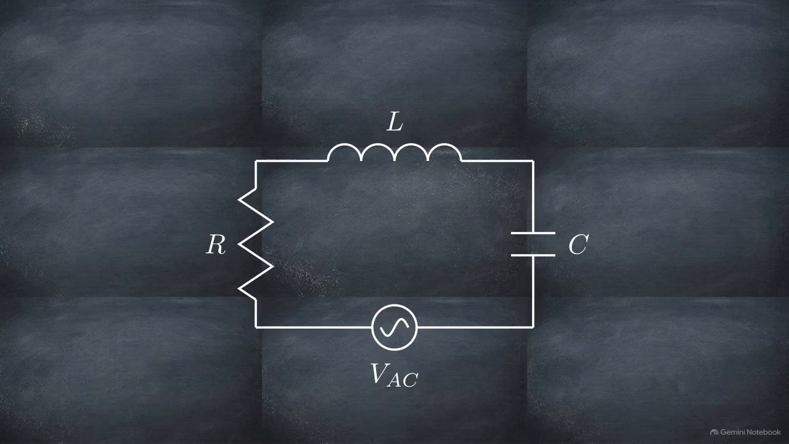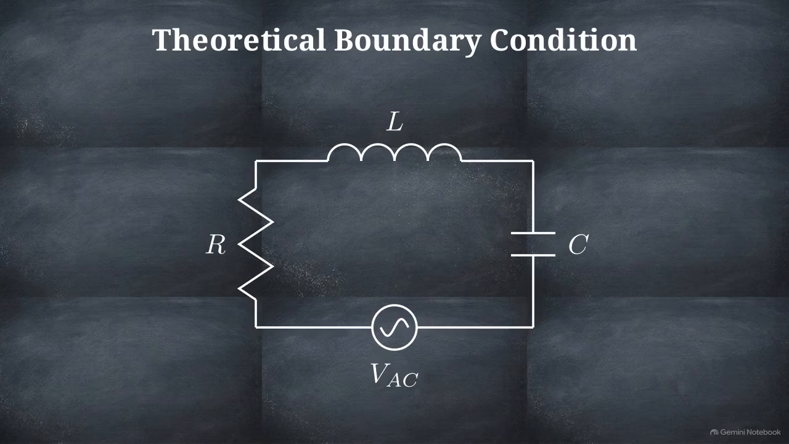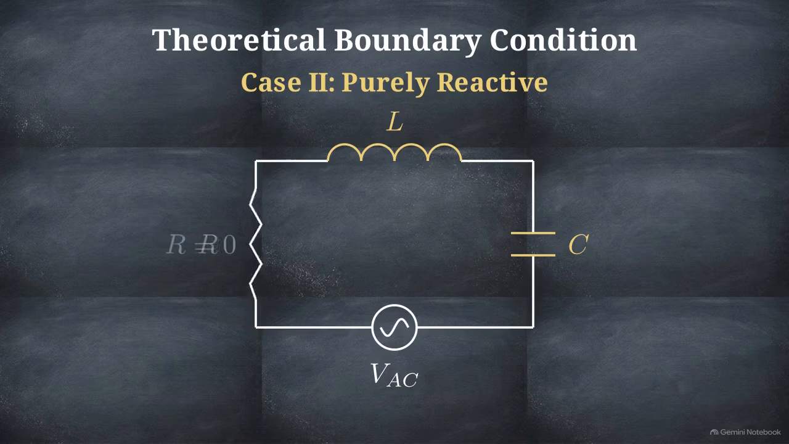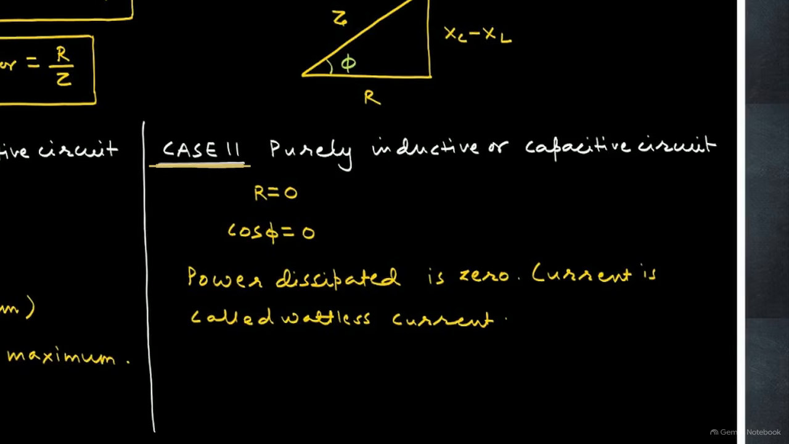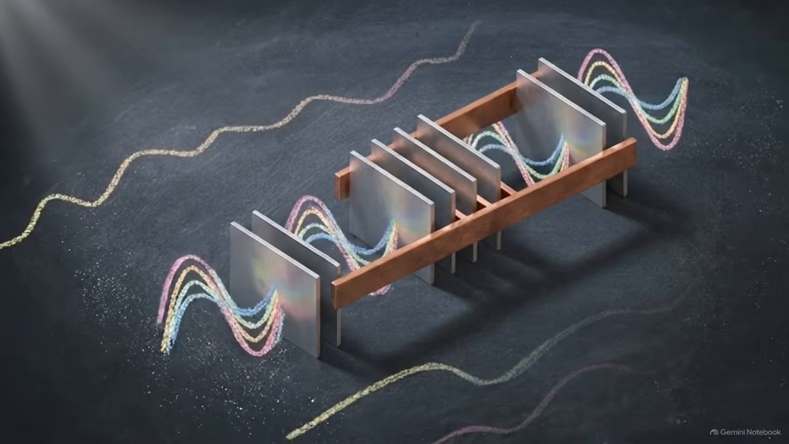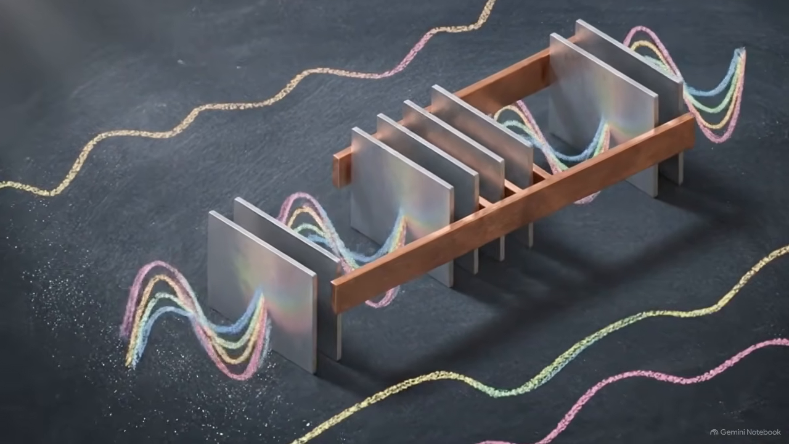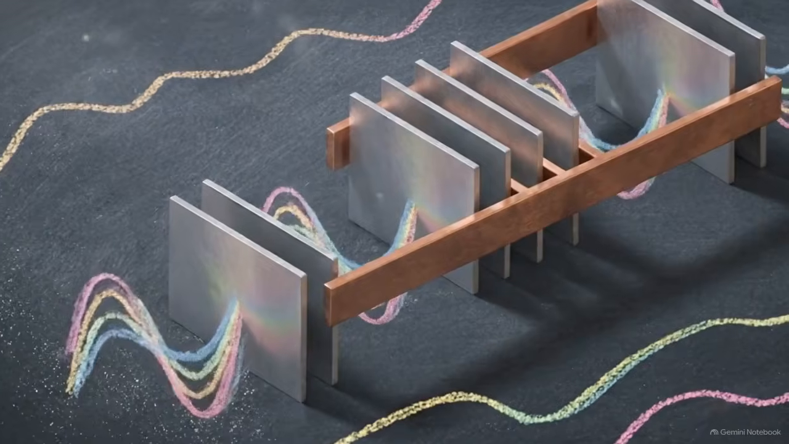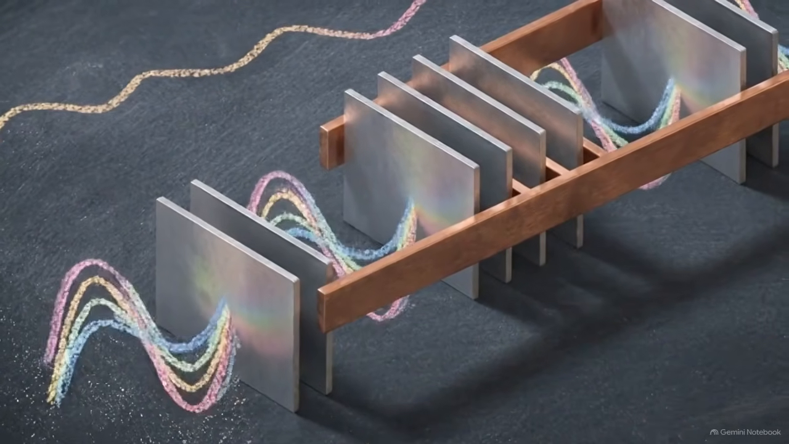We can test the robustness of this model by applying it to theoretical boundary conditions, starting with a purely inductive or capacitive circuit where no true resistance exists. In the right column, marked Case 2, we see the mathematical outcome. When resistance equals 0, the phase shift is exactly 90 degrees, driving the power factor to 0. In this state, 100% of the current becomes wattless. Zero power is dissipated regardless of the raw current or voltage magnitudes.